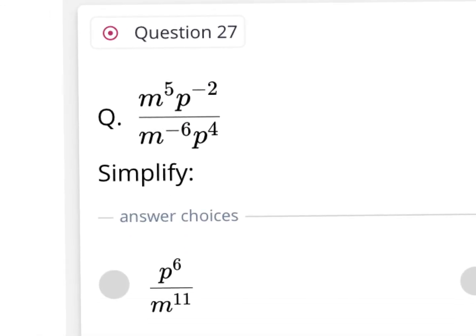Let's cancel some things out if possible. Let's move some things around if possible. We do have negative exponents. I want to move this p to the negative 2 down here and it'll become p to the positive 2. Since I already moved it, I'm going to put a line through it. I'm also going to move this m to the negative 6 right up here in front of the m to the positive 5. I want to put an m and it becomes m to the positive 6. Since I already moved it, I'm going to put a line through it because it's no longer at the bottom, it's now at the top.